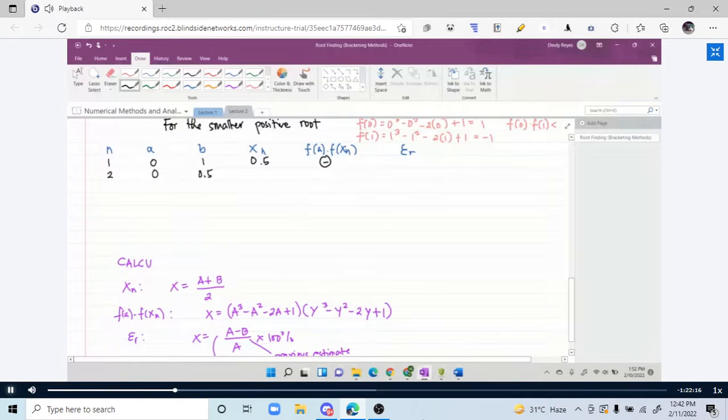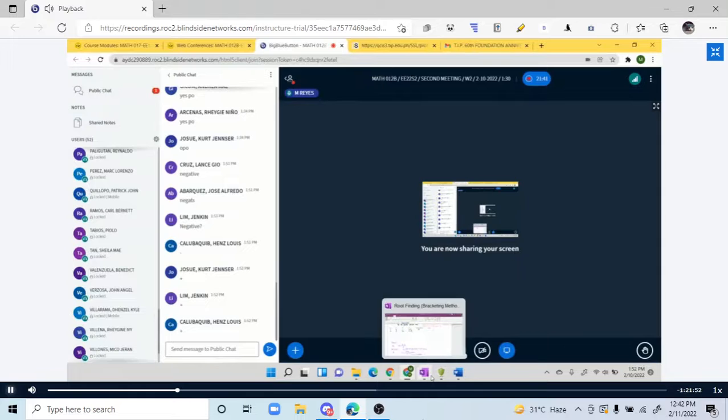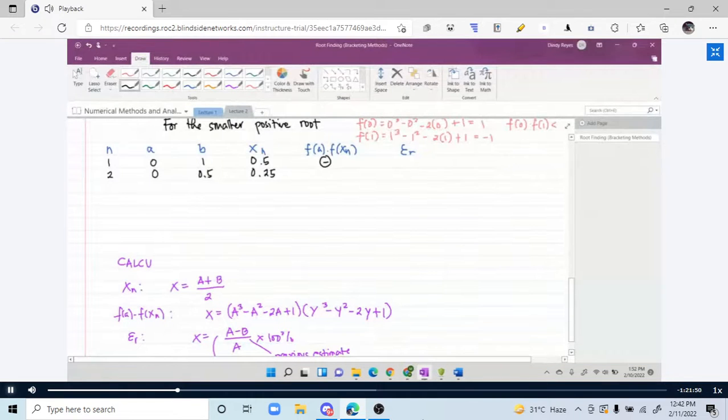Now, right in the middle of 0 and 0.5, it's 0.25, no? Without actually using our calculator. Now, what is the value of f of a times f of x sub n? If a is 0 and x sub n is 0.25, what is the sign of the product? Okay, it's positive.